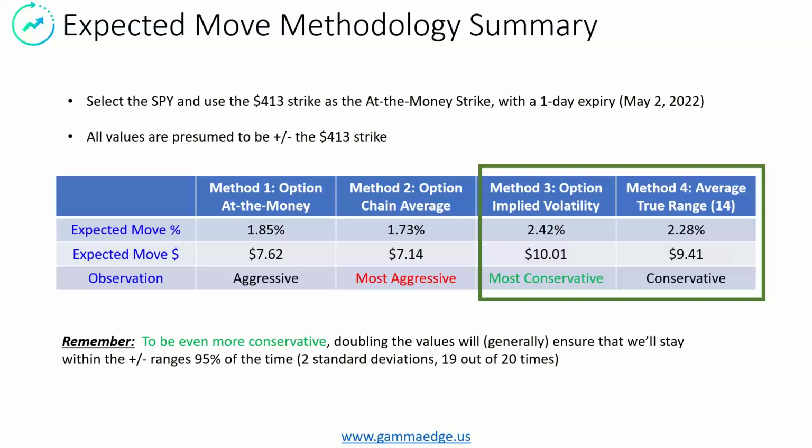So anyway, the takeaway for this slide is remember to be even more conservative. You can double those values, as Paul said, and then for 90% of the time, you'll be within those 2 standard deviations. This also leads to not getting stopped out as much, but this also leads us further on in this presentation where you want to make sure that you continue to manage risk.